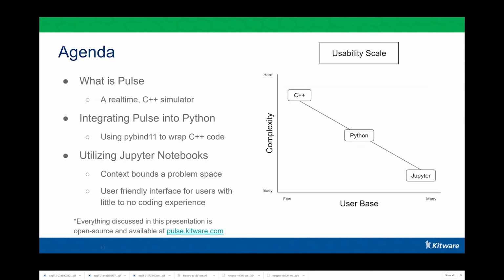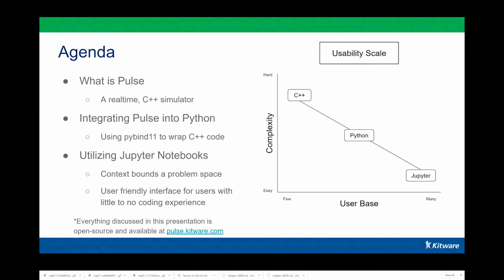So what I want to talk about today is usability and how we can utilize Jupyter to really reach a broad user base for some mathematical library that we're writing. Pulse is what I'm going to use as an example. It's a real-time C++ simulator, so right away, complexity is pretty high to use Pulse. You really need to have a high level of technical skill in C++ to use it.